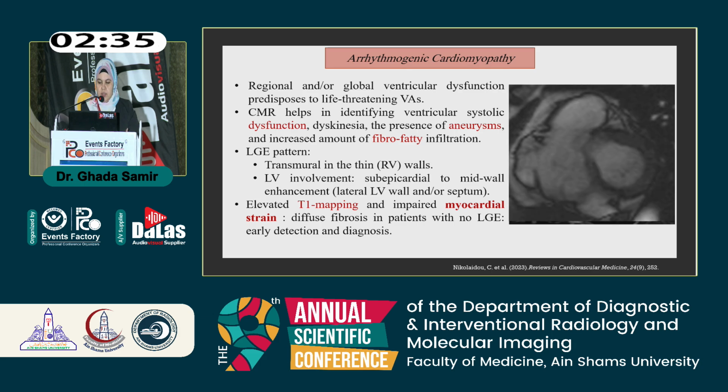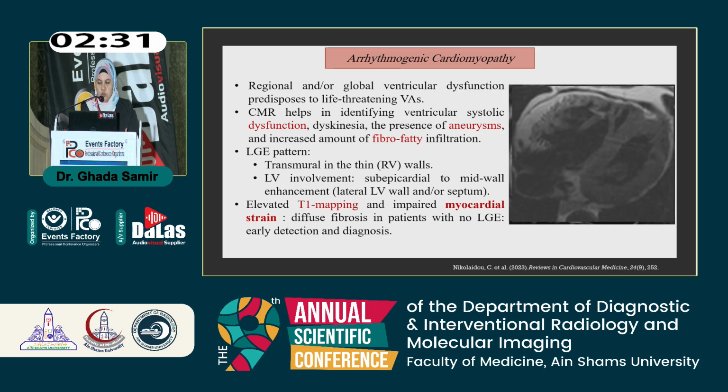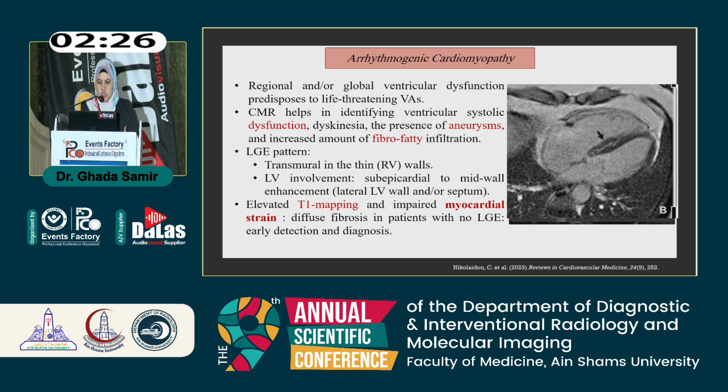Also, it can detect the dyskinesia or the presence of aneurysms, how much fibrofatty infiltration is present, and the LGE, which is usually transmural in the thin wall of the RV, and mid-wall or subepicardial in the LV walls, maybe at the lateral wall or the septal wall.